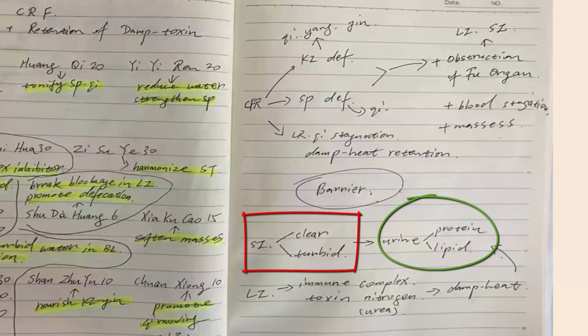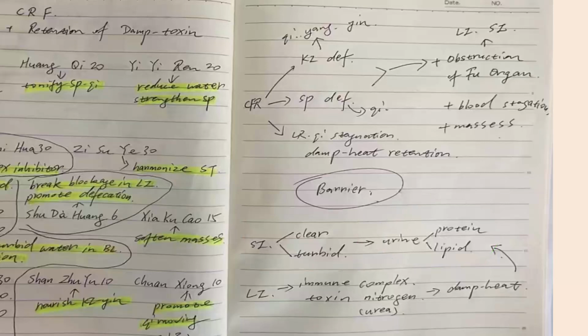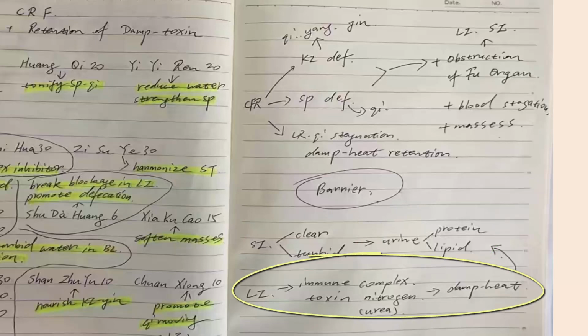So when we tested the urine, we found a proteinuria or lipiduria, we believe it's kind of a dysfunction of a small intestine in separating clear and turbid. And also in the chronic kidney disease, very important things is large intestine. Large intestine plays a very important role to discharge and detoxification in lower jiao.